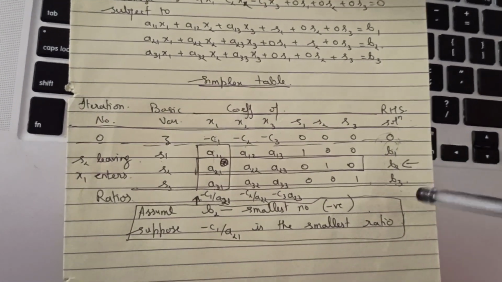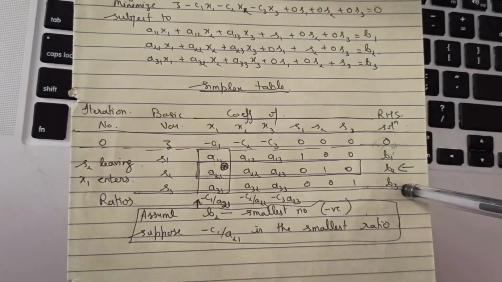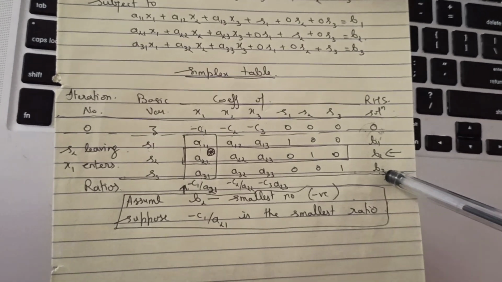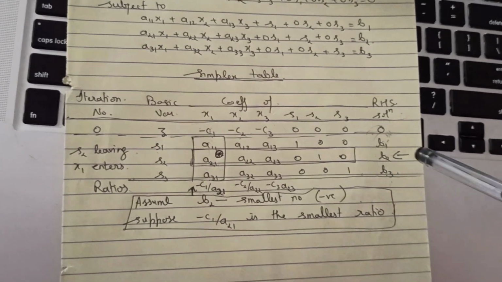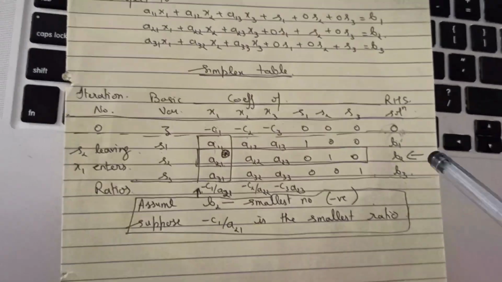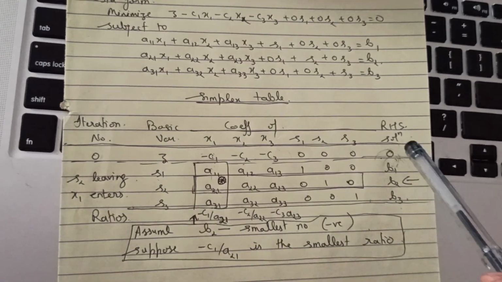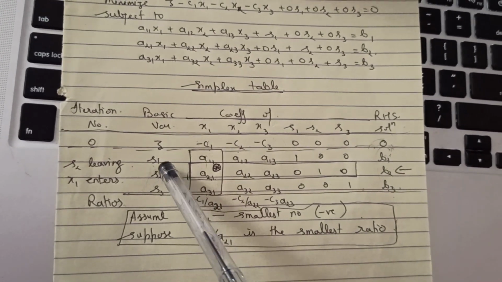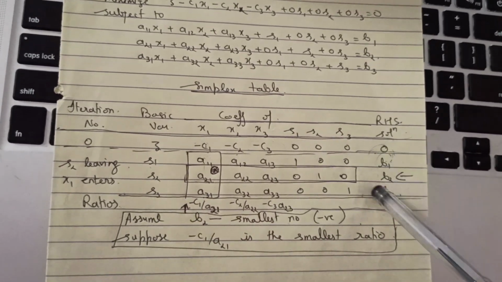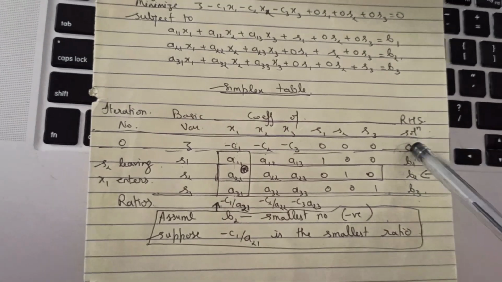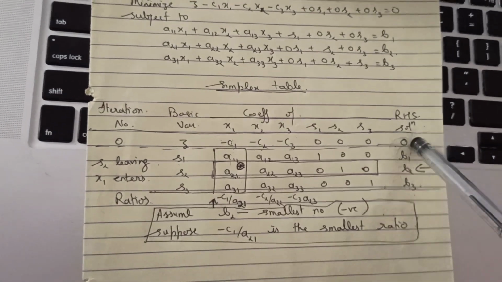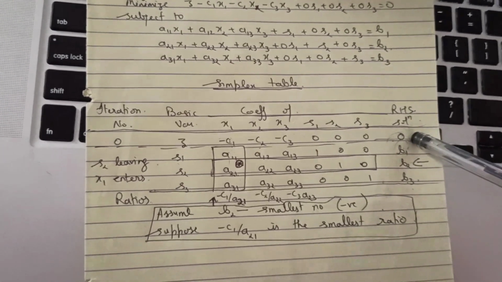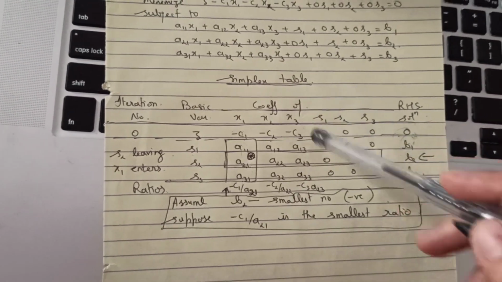If there is any negative number, we repeat the process. If there is no negative number, we stop there because we will have the solution. The values of B1, B2, B3 will give the values of the variables x1, x2 and so on, and the number we get here after solving will be our Z minimum. So this is how we can solve this further.